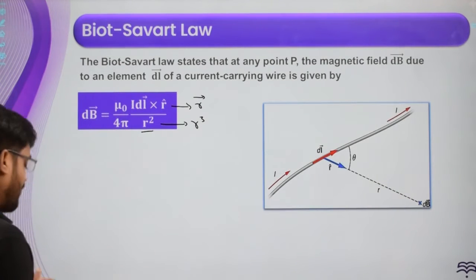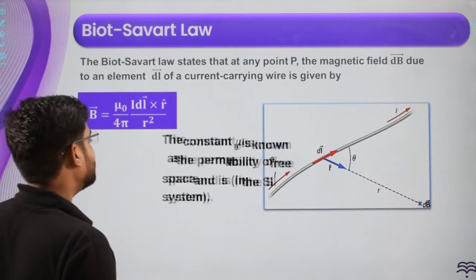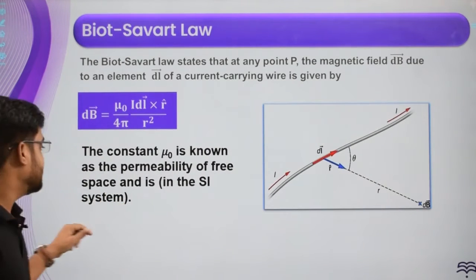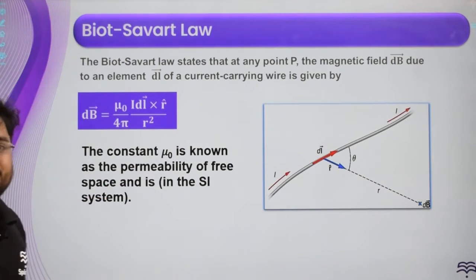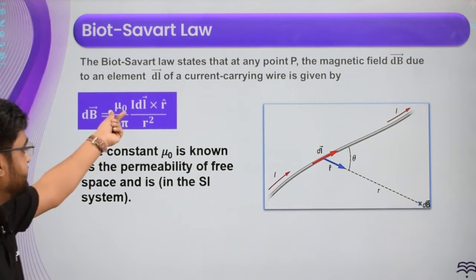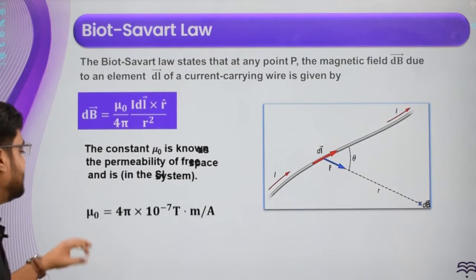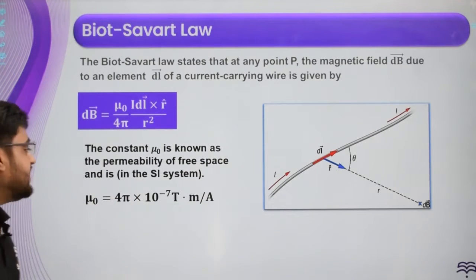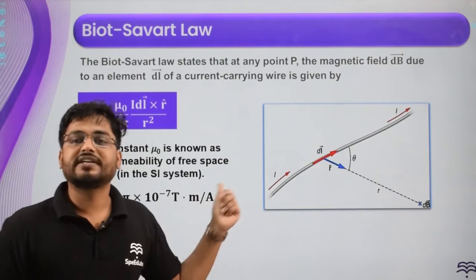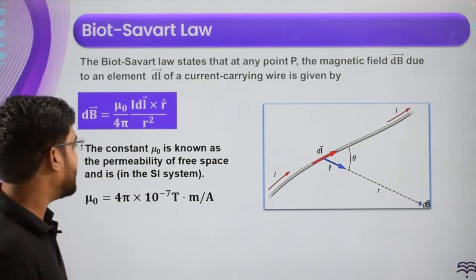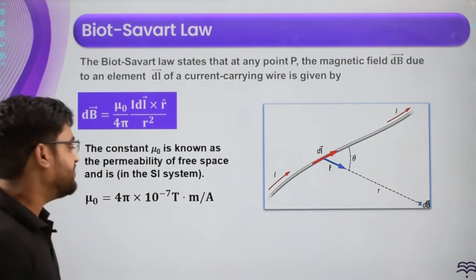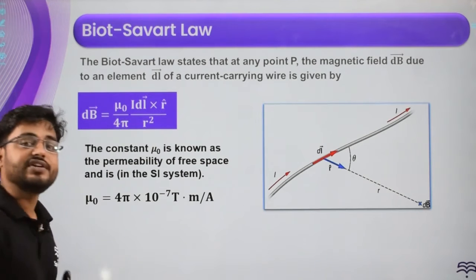Now what is this mu naught? Mu naught is known as the permeability of free space, and its value is 4 pi into 10 raised to power minus 7 Tesla meter per ampere. The units we will discuss when we learn more about magnetic field. This is the value which you need to remember.